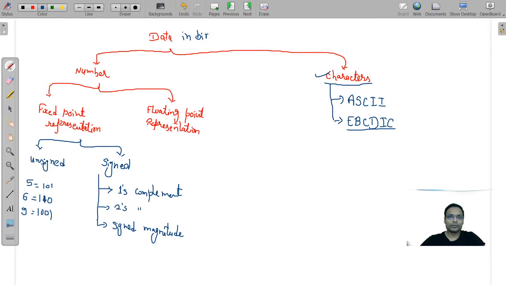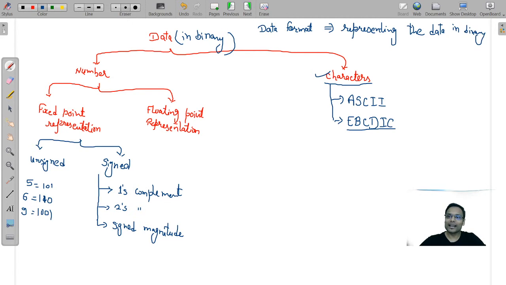Now I have explained so much, but I haven't told you the main definition. Now I'll tell you what data format is. Data format is nothing but representing the data in binary.